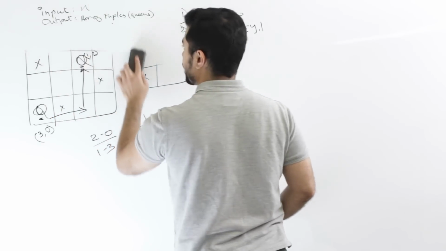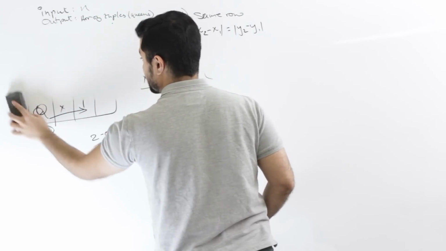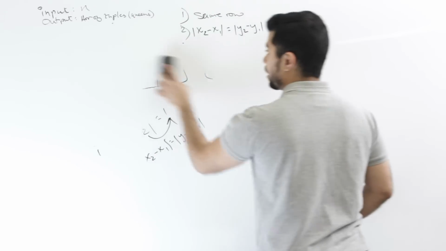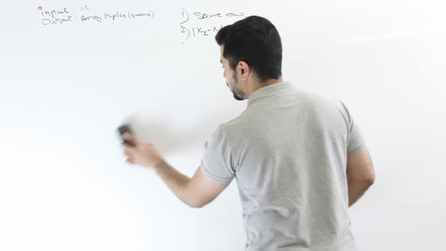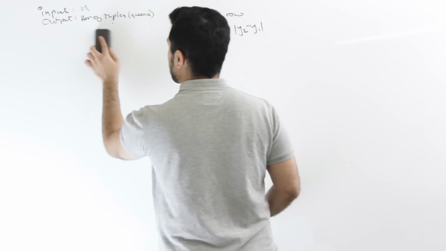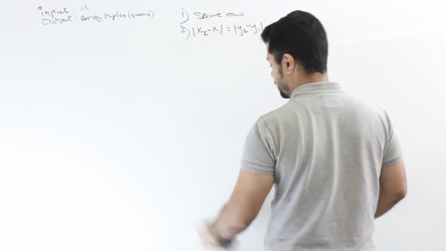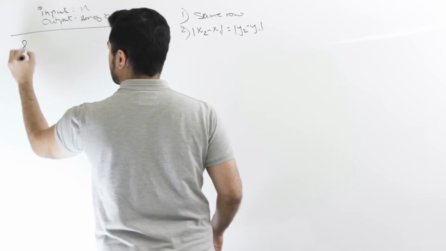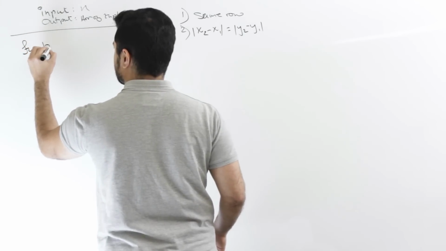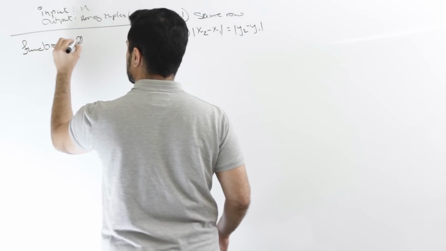Let's go into the actual code. Actually, I shouldn't have erased the matrix, but I'll come back and I'll actually test the code, and that time I'll make a new matrix. So I'll keep this for now. So let me say I have a function. Let's call it n queens.